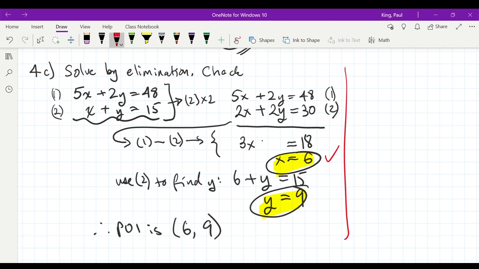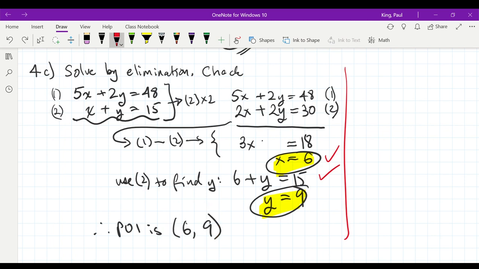Well, now that we know that, we go 6 plus y is 15, so that's what we write here. So 6 plus y equals 15 is written here. y is the only unknown, subtract 6 from both sides, 15 minus 6 is 9, so y equals 9. So the point of intersection is 6, 9.